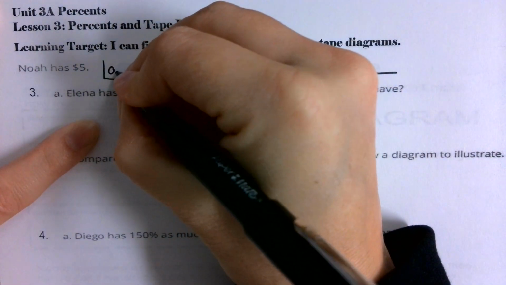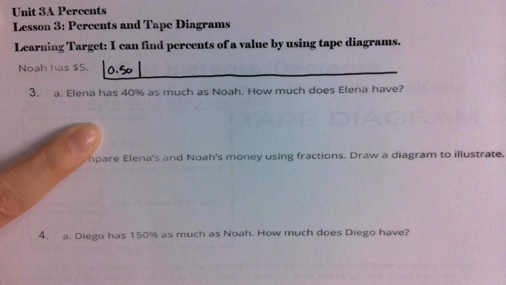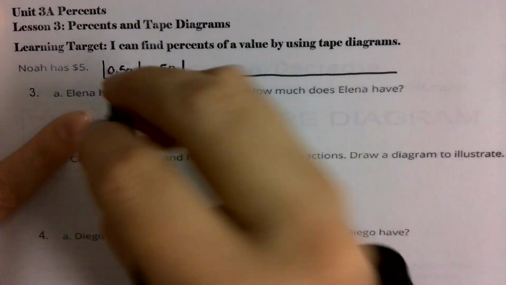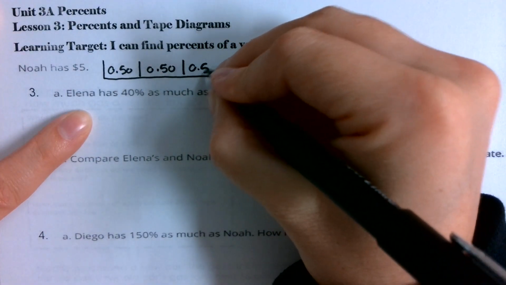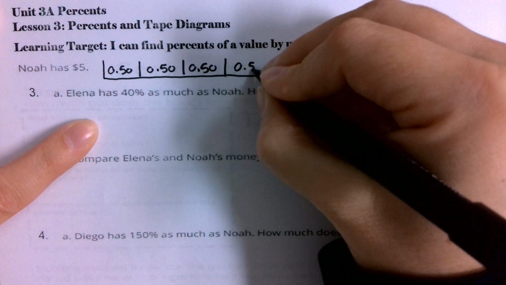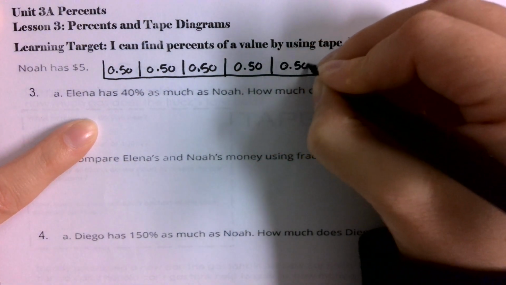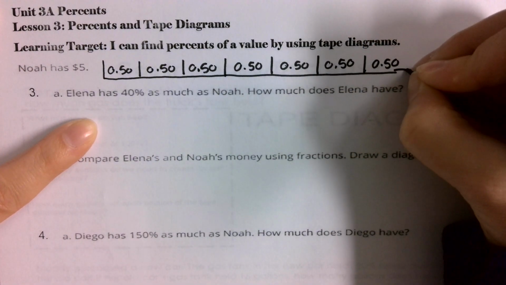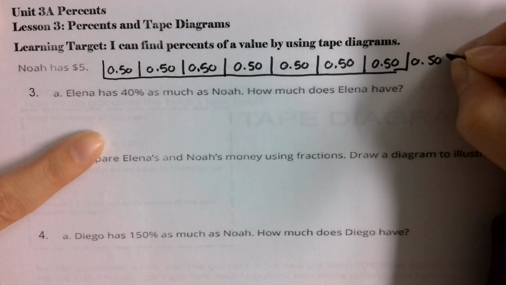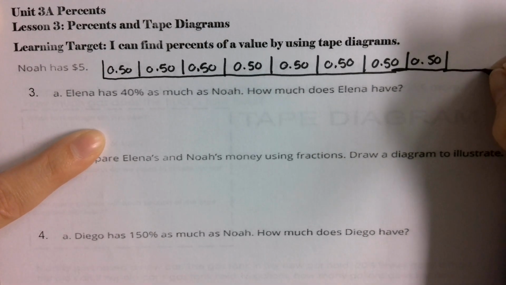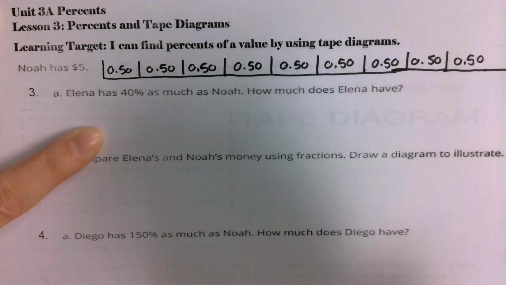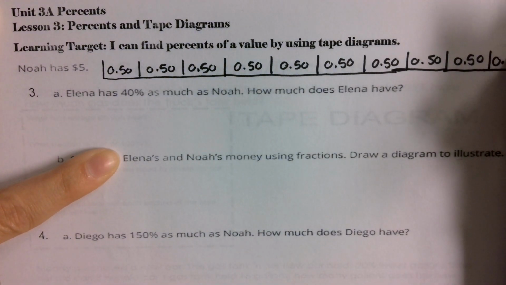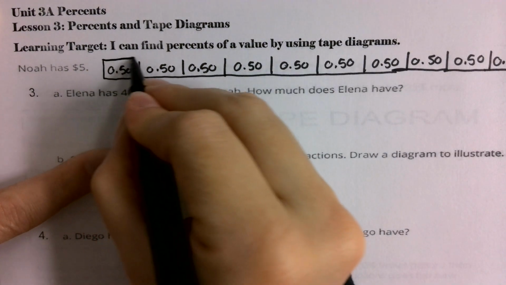So if we do 50 cents, then we're going to do another 50 cents. We want to keep going until we get up to $5, right? That's $1. Here's $1.50. Here's $2. $2.50. $3. $3.50. $4. And then $4.50. Did I do enough? 1, 2, 3, 4, 5, 6, 7, 8, 9. And then $5.